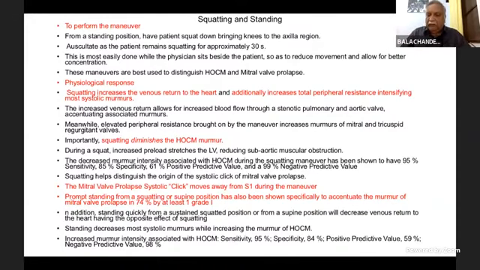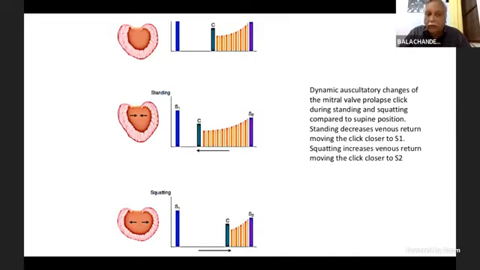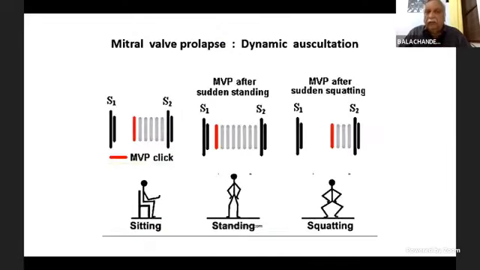So this is just again the same slide about mitral regurgitation. And this is about the graphic representation of the dynamic auscultation in mitral valve prolapse compared to standing and squatting about the LV size. When you come to dynamic auscultation in MVP as opposed to HOCM, you'll find that the murmur may not accentuate in intensity. That's an important thing to remember, that the murmur does not accentuate in intensity.